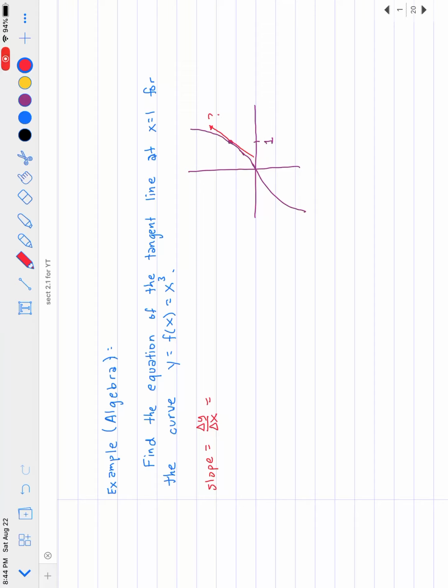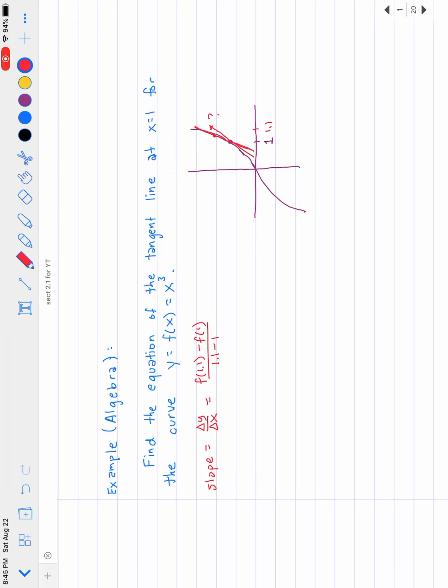So for example, maybe I can say let x equal 1.1, right? Because within that window, you can see that if I draw the two lines, if I draw the line right there, that secant line is almost the same slope as the tangent line. So here's what I'm going to solve for: f of 1.1 minus f of 1, all divided by 1.1 minus 1.